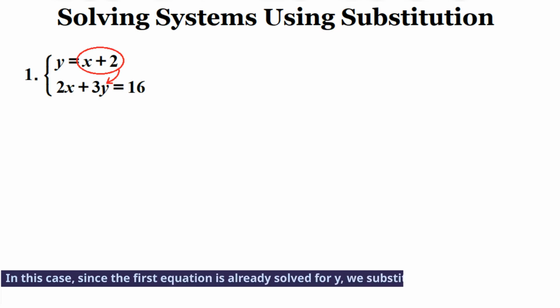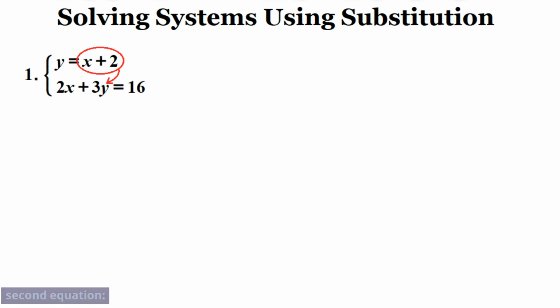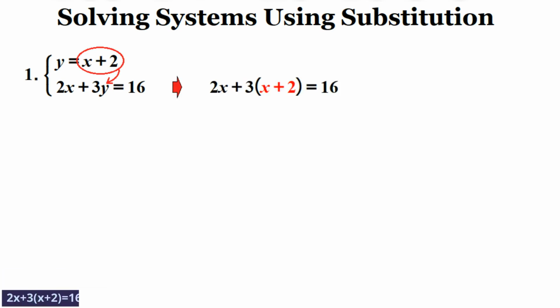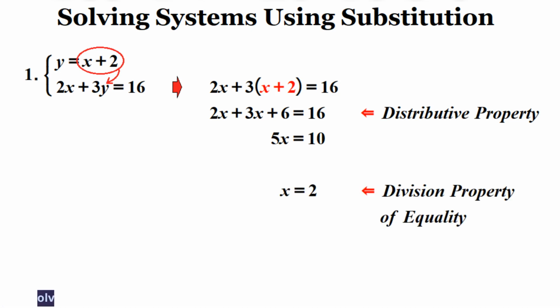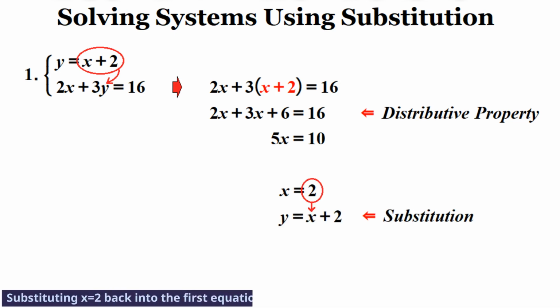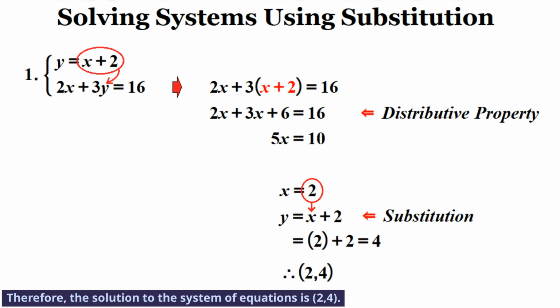In this case, since the first equation is already solved for y, we substitute x plus 2 for y in the second equation. 2x plus 3(x plus 2) equals 16. Distributing and simplifying, we get 5x equals 10. And solving for x, we find x equals 2. Substituting x equals 2 back into the first equation, we find y equals 4. Therefore, the solution to the system of equations is (2, 4).